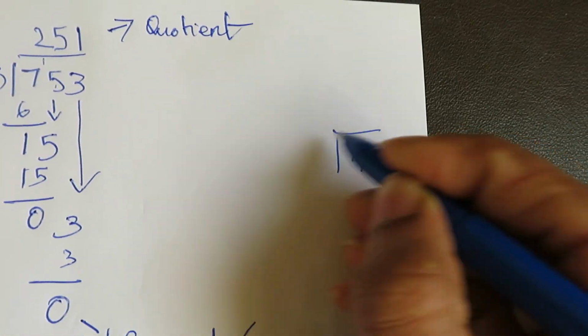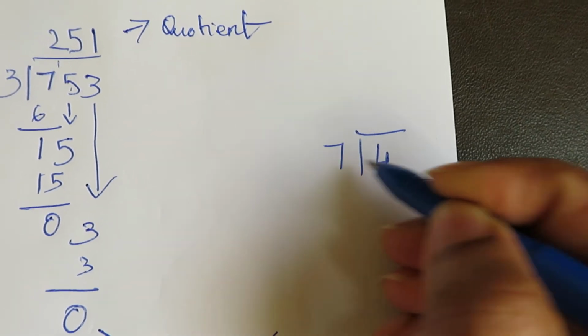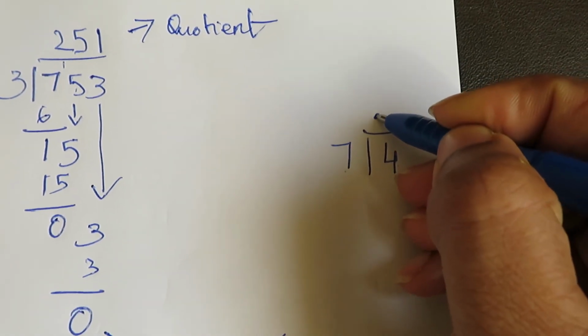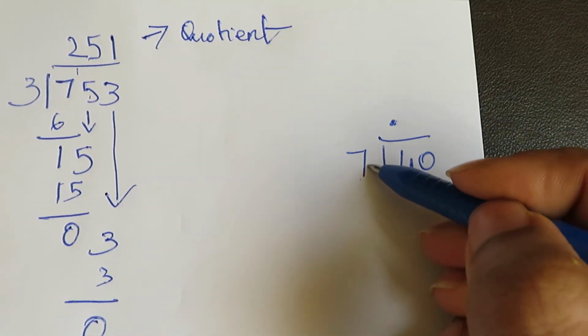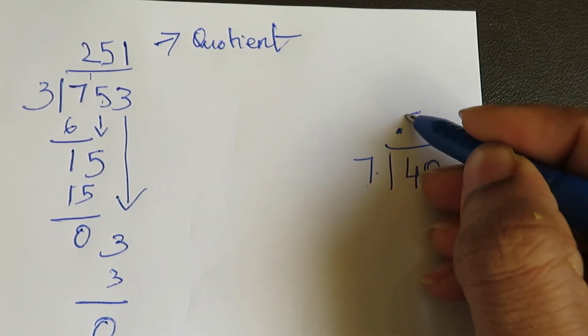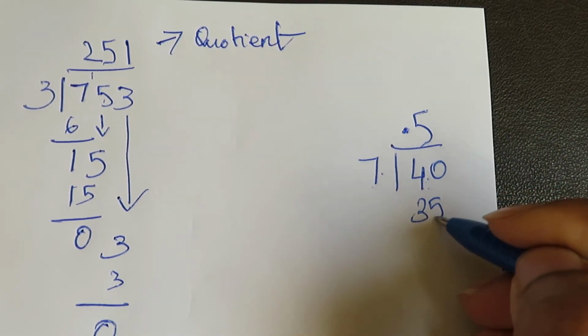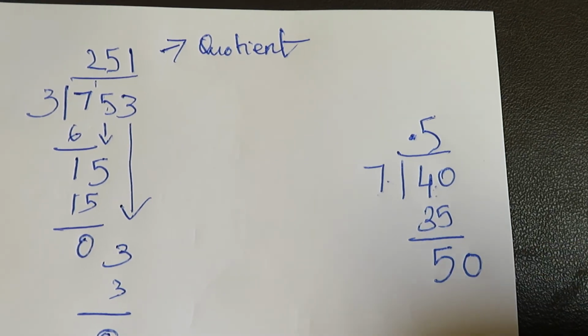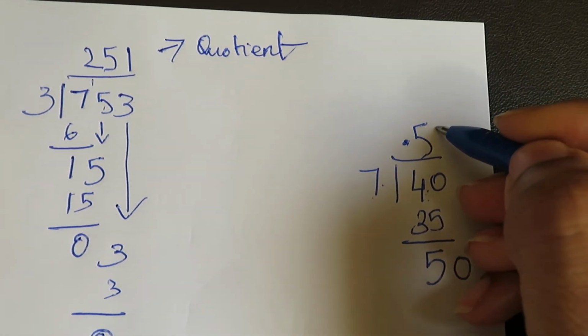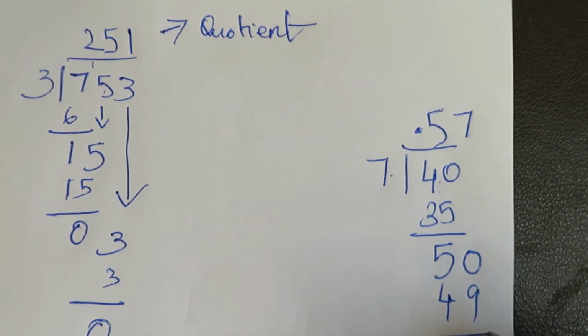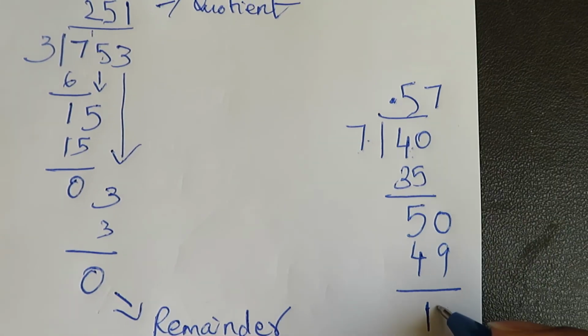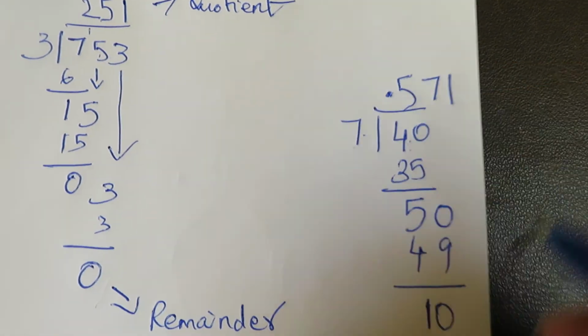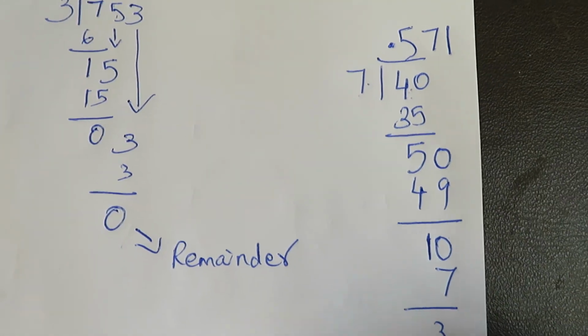4 divided by 7. I can't give 4 chocolates to 7 people. I put a point, I put a 0. Now 7 into 5 gives me 35. I'll get 5 remainder. Now you're free to put zeros. I'll put one more 0. 7 7s give me 49. I'll get 1 remainder. Now again I can put a 0. 7 into 1 gives me 7. I'll get a 3 remainder.